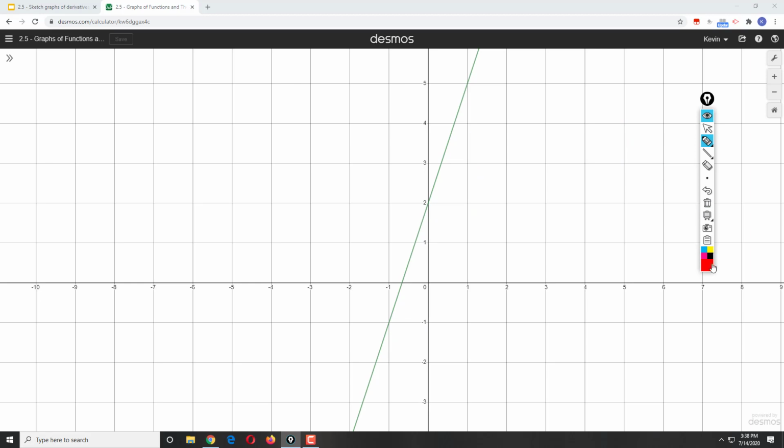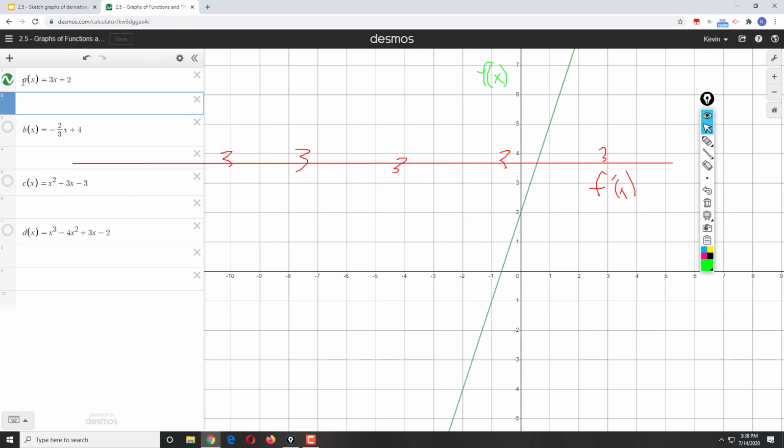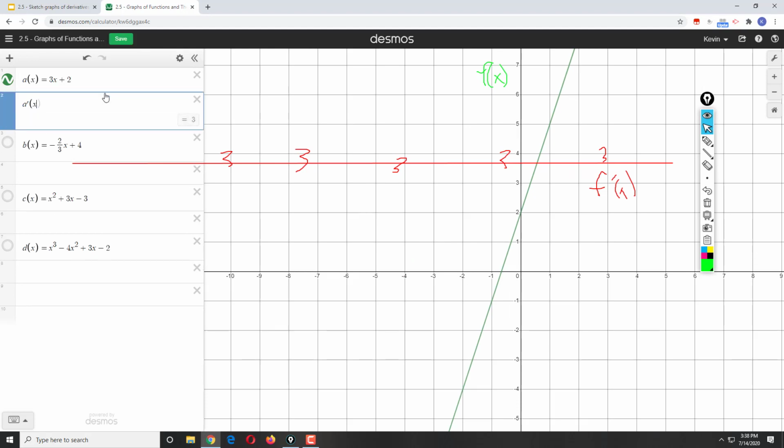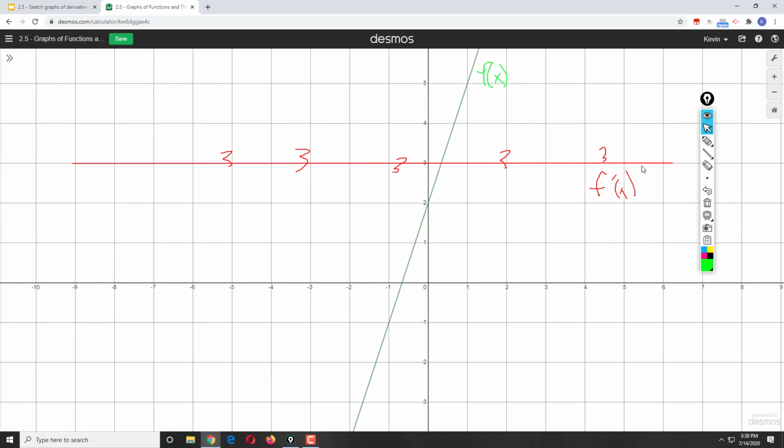Because the slope is 3 everywhere, our derivative should look like this. Like that. Why? Because the slope is 3 here, 3 here, 3 here, 3. The slope is 3 everywhere for this graph. So this would be f prime of x. This would be f of x. Okay. Let's see if that's true. I called it a of x. Let's see what a prime of x looks like. Yeah, so a prime of x is equal to 3. That's it. So that's what the graph looks like. In fact, here's our graph. There you go.